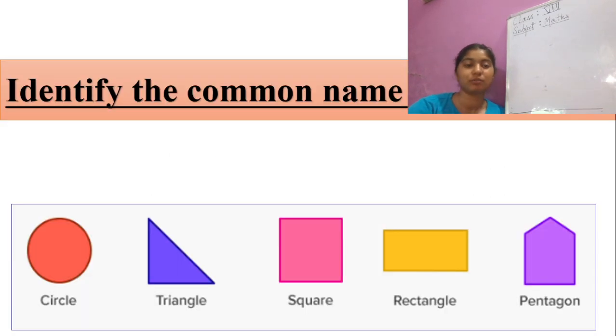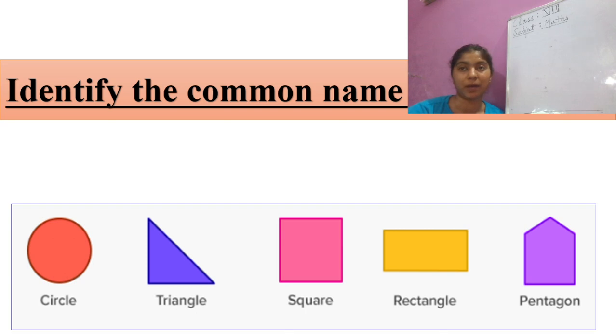So students, you have to identify the common name for all the figures in front of your screen. So we have circle, triangle, square, rectangle and pentagon. So what do you think? Under which property do you consider all these figures?